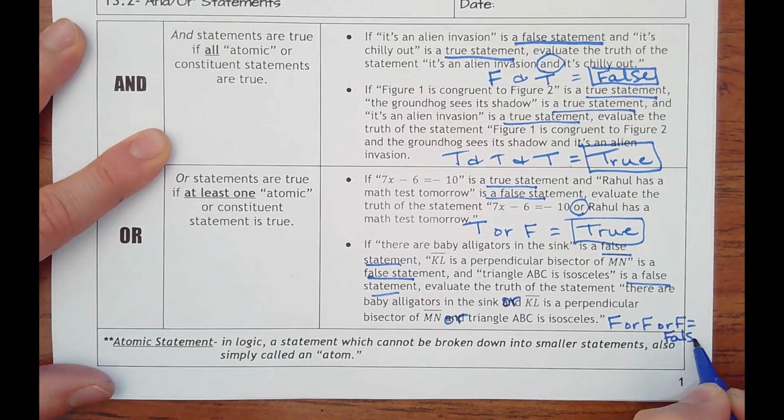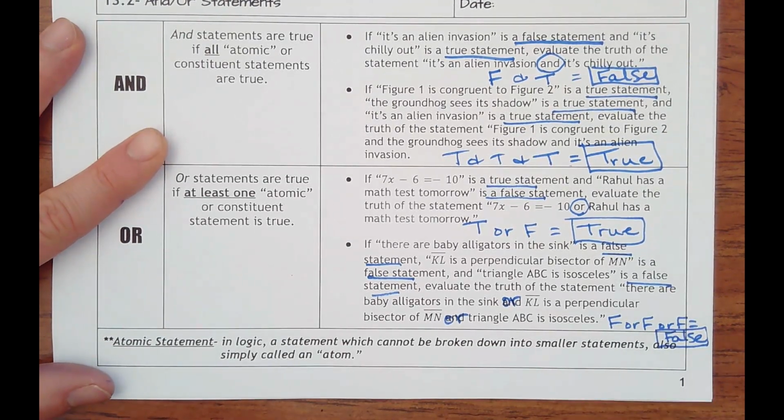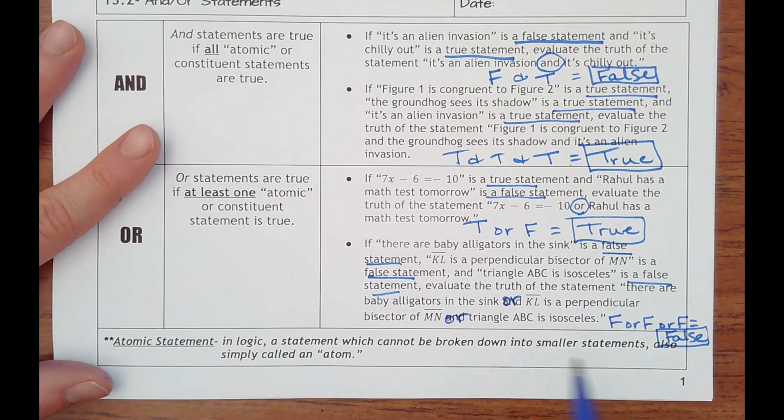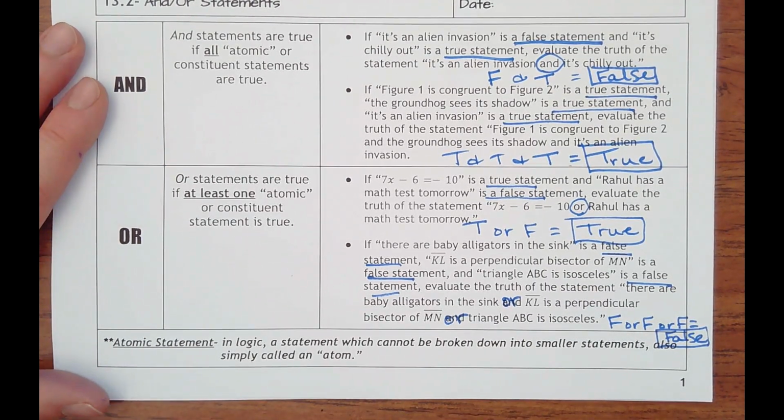But if one of them would have been true, then the whole thing would have been true. We just need one of them in an or. But in an and, everything has to be true overall.